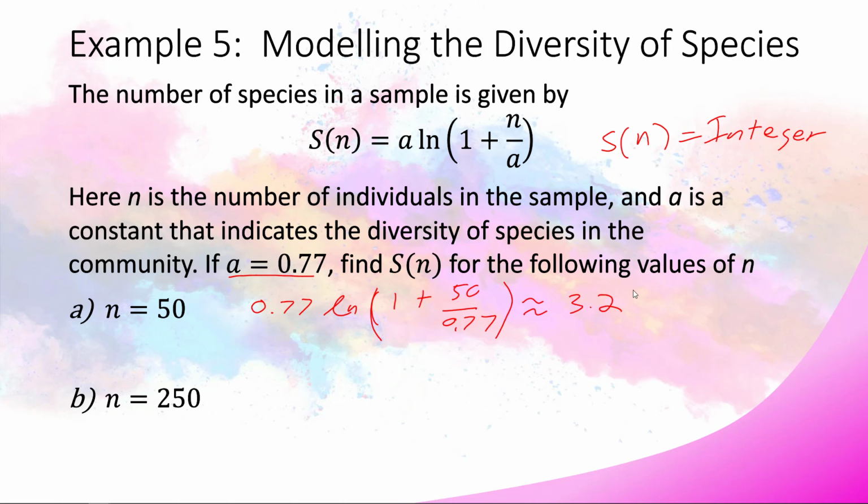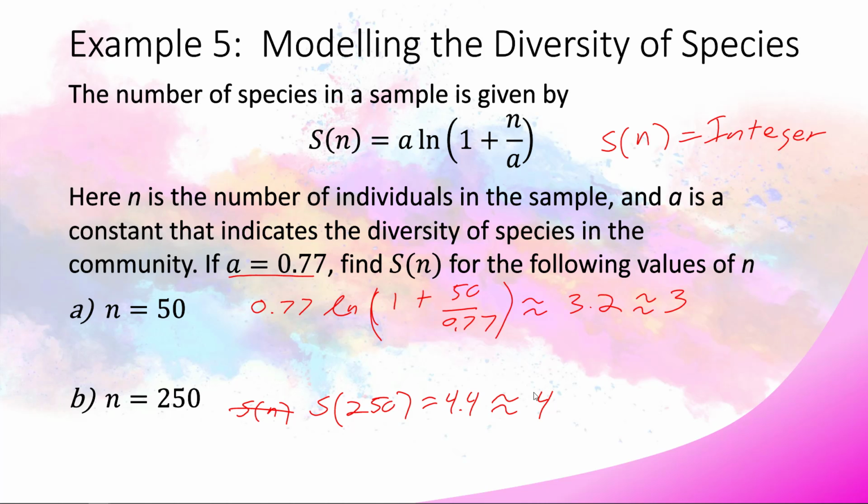Okay, once again, we're only interested in integers, and since the tenths digit is less than 5, this rounds to 3. Okay, for the next one, we just replace 50 with 250. You guys can go ahead and do that. And if you do, you should get an answer for S sub 250, I guess I should say, of 4.4. And of course, that will round to 4.